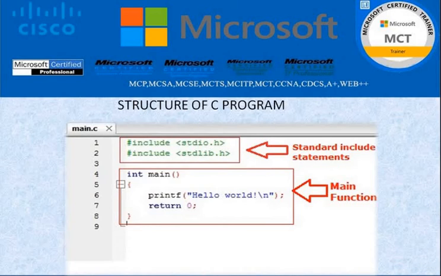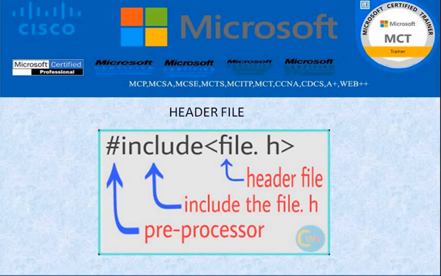Anything that you would like to execute in your desired output format has to be done in the main function. So if I talk about the structure of C, we have two. Number one, standard include statements, which declares a preprocessor. And the second one is the main body function, where you are going to write a program. As you can see, it clearly says printf hello world. This is simply the body part. So whatever statement you would like to execute in C has to go in the main function only.